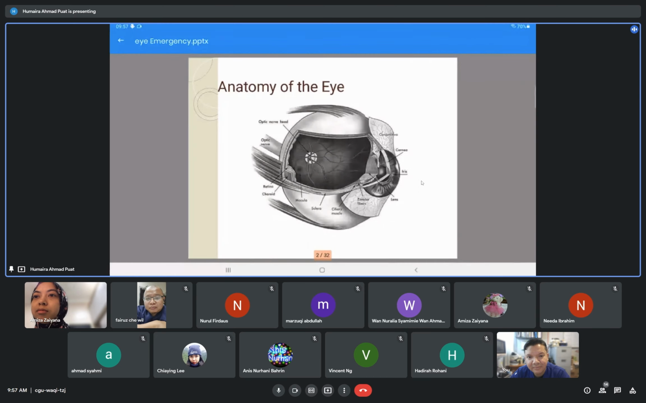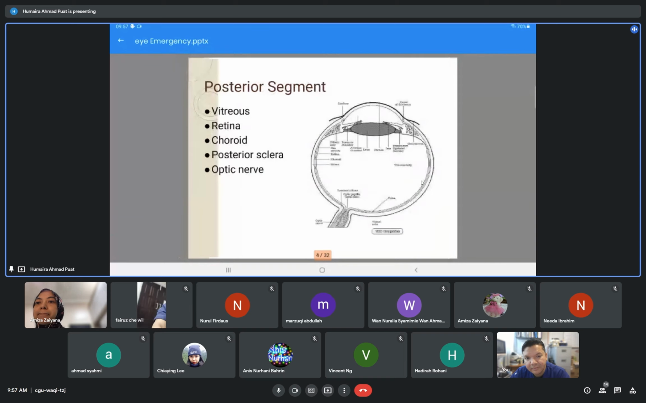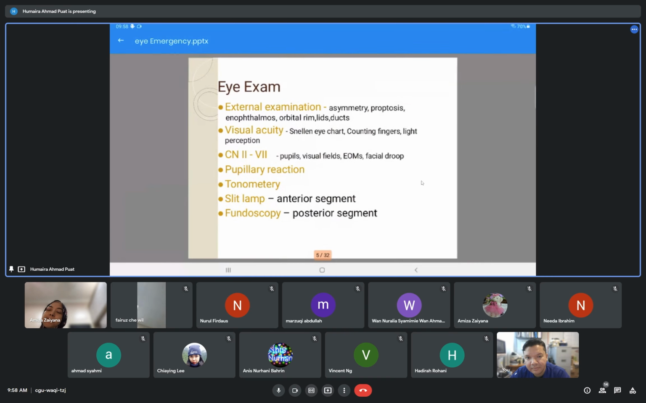This is the anatomy of the eye. You can divide it into two: the anterior and the posterior segment. The anterior segment includes the conjunctiva, cornea, anterior sclera, episclera, iris, lens, and the anterior and posterior chambers. The posterior segment has the vitreous, retina, choroid, posterior sclera, and optic nerve.